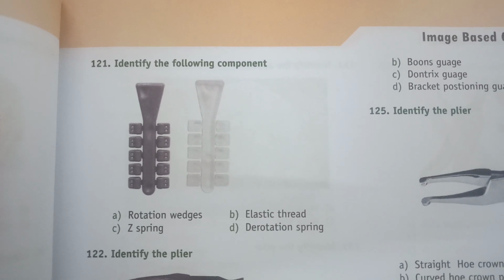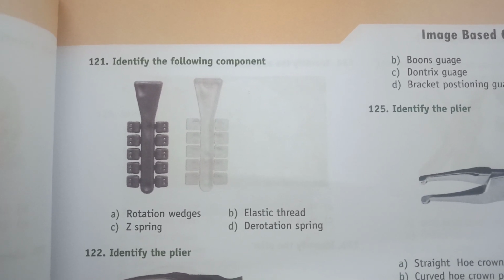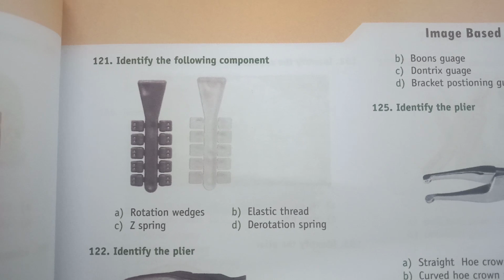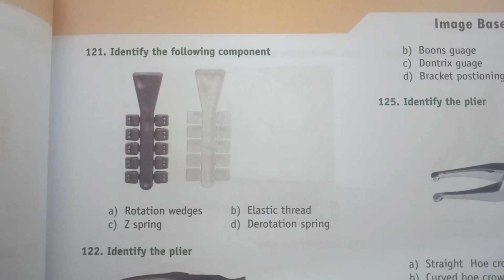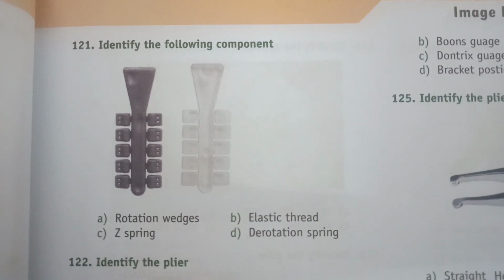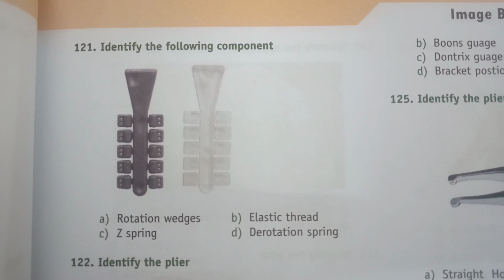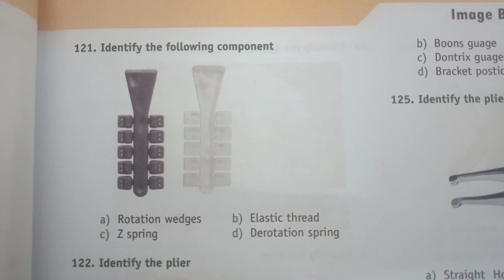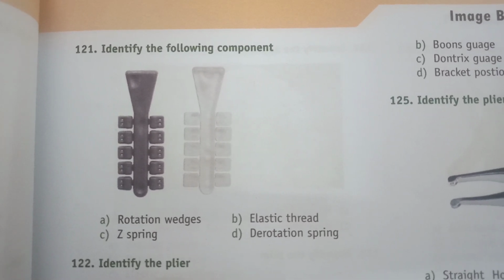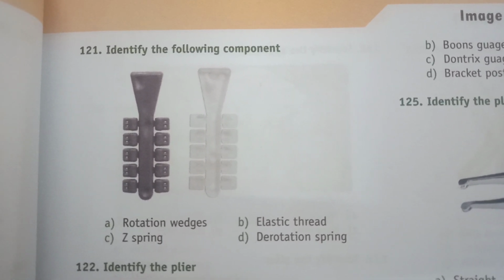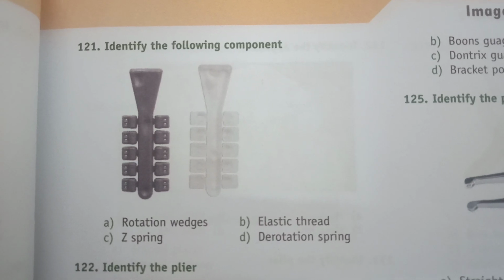So we start today orthodontic image based questions part 2. Identify the following component. Is it rotation wedges, elastic thread, jet spring, derotation spring? The answer is it's rotation wedges.